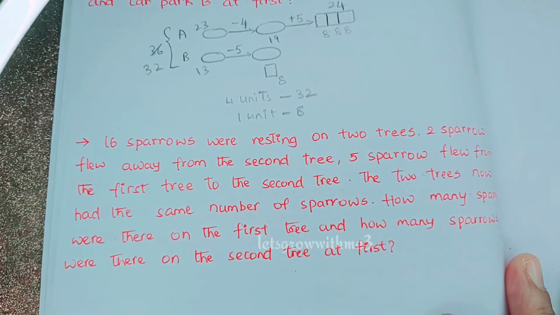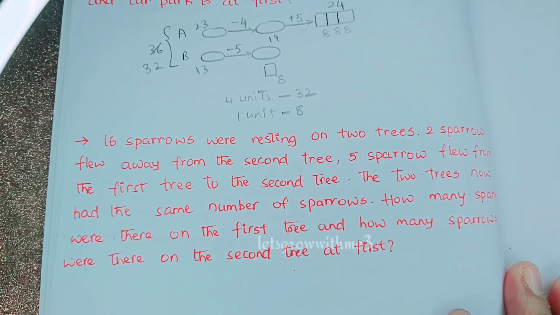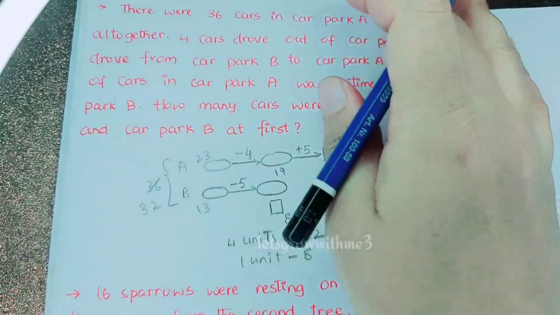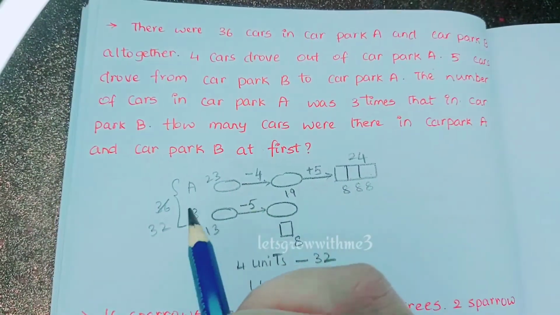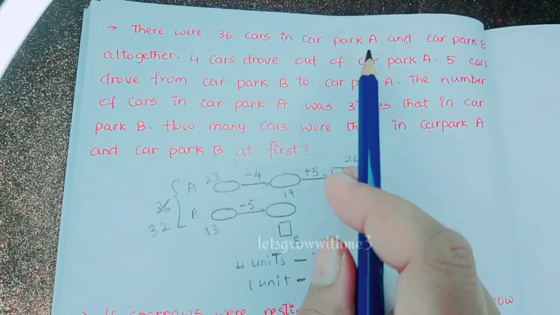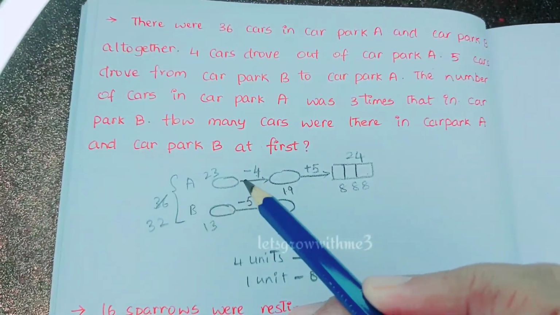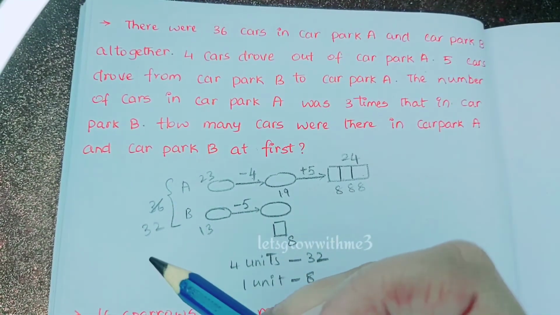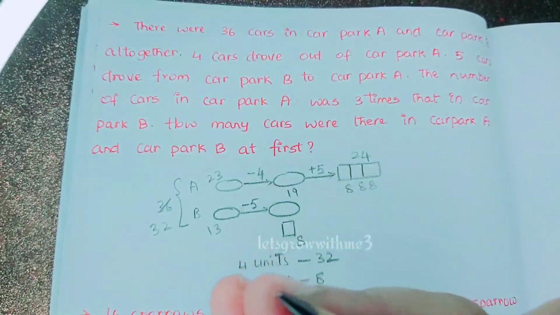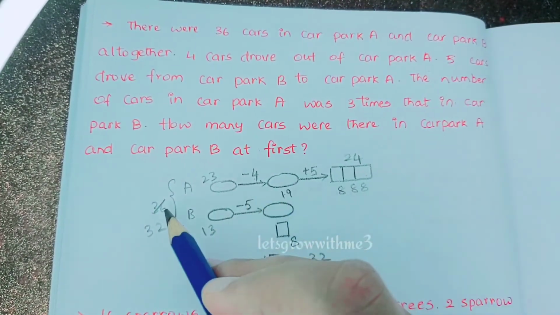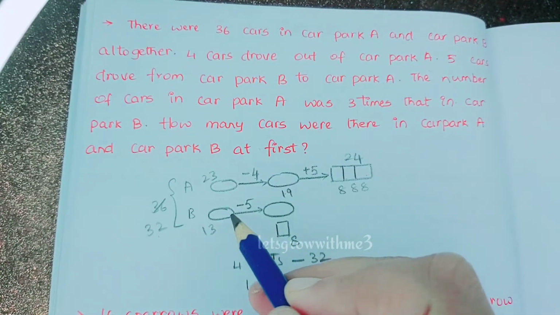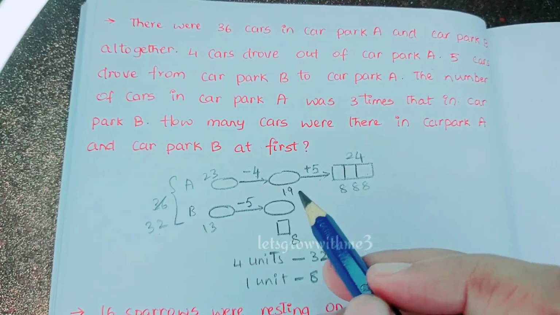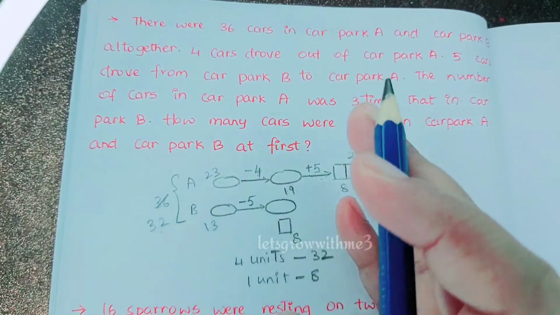So we must be careful. Why do we need to subtract 4 from 36? Because those cars are no longer in either car park A or car park B, so we need to remove that value from our total, which is 36. Then we got 32. From 32 onwards, we found the unit values first, which are 24 and 8, and then we traced back to get the initial values. So there were 23 cars in car park A, and in car park B there were 13 cars. Okay, so that's how you need to solve this question.